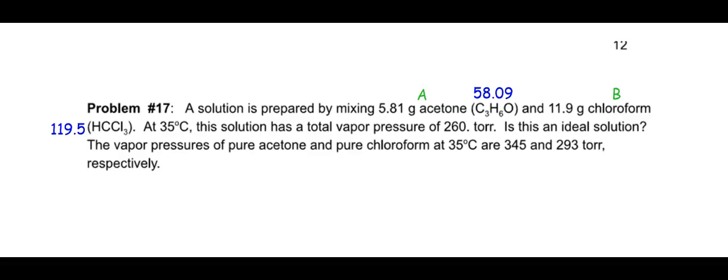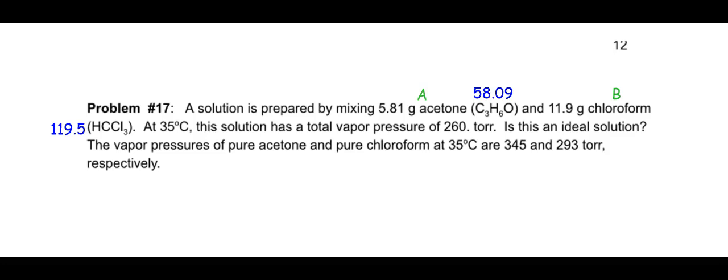All right, so a solution is made by preparing 5.81 grams of acetone, which is C3H6O, and 11.9 grams of chloroform, which is 119.5, and there's its formula. At 35 degrees, the solution has a total vapor pressure of 260 torr. Is this an ideal solution? So what I need to do is actually calculate the vapor pressure using the modified Raoult's law and then compare it to that 260 torr. I will not actually use the 260 torr in my work. I'll compare my work to that number.